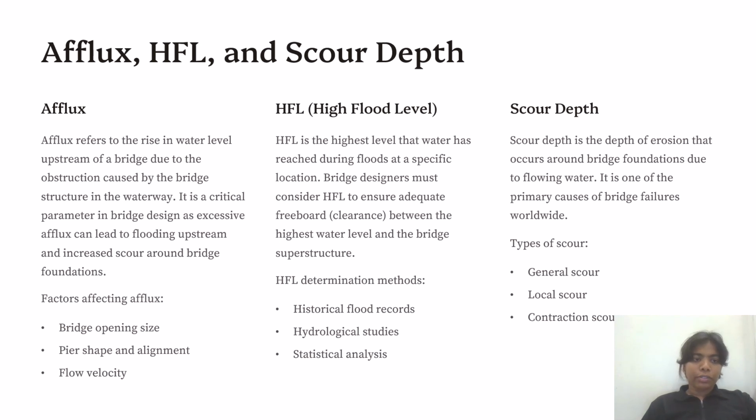So basically afflux is the rise in water level on the upstream side of the bridge or other hydraulic structure compared to the water level that would have occurred if the obstruction wasn't present for the same discharge. Essentially, the bridge constricts the flow, causing the water to back up.